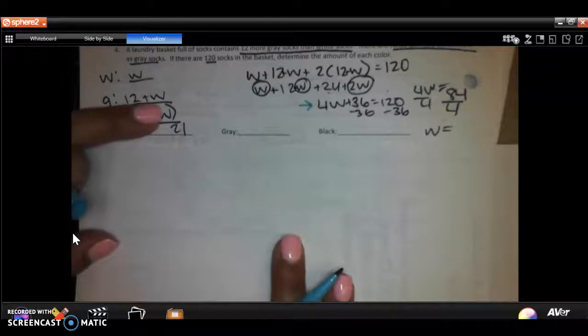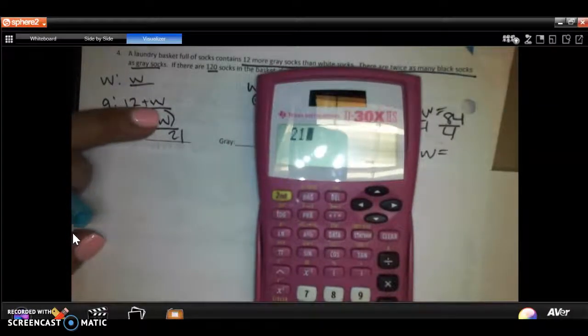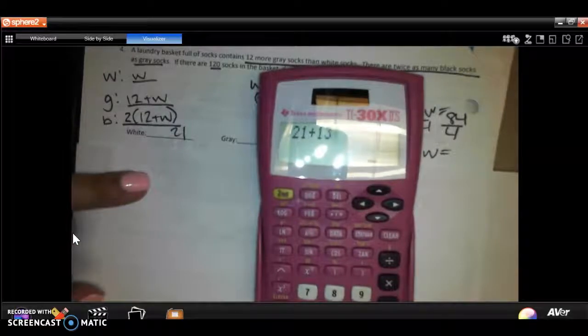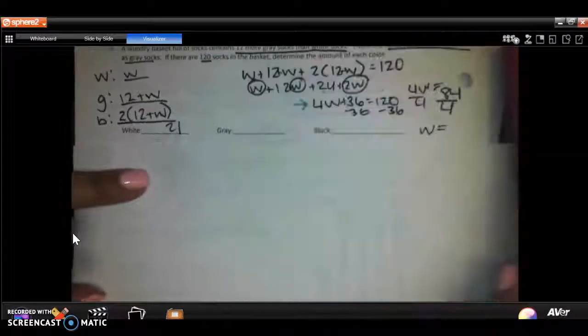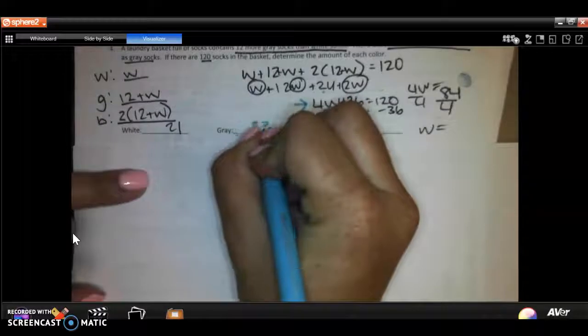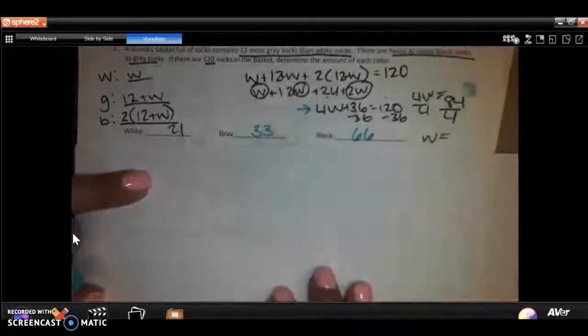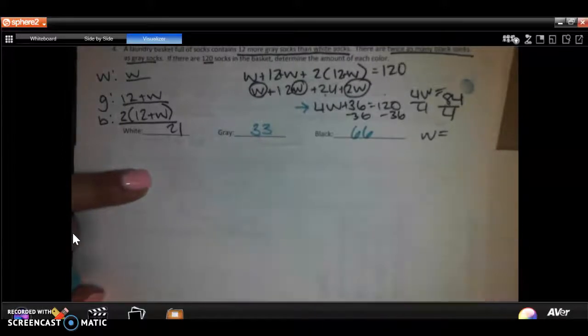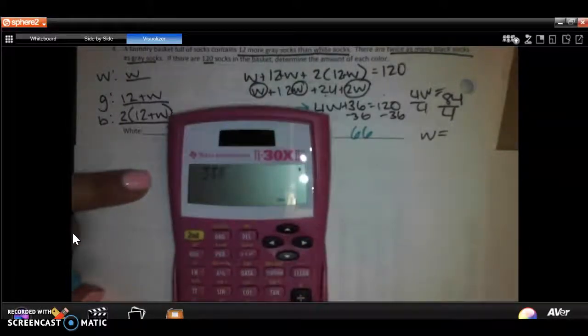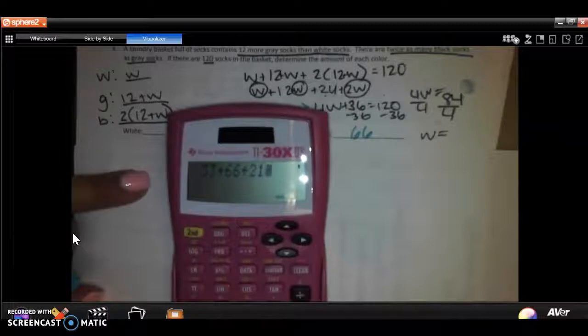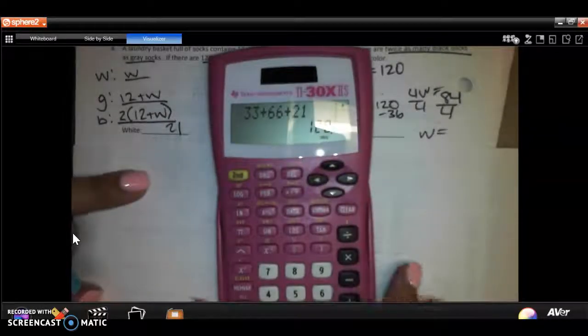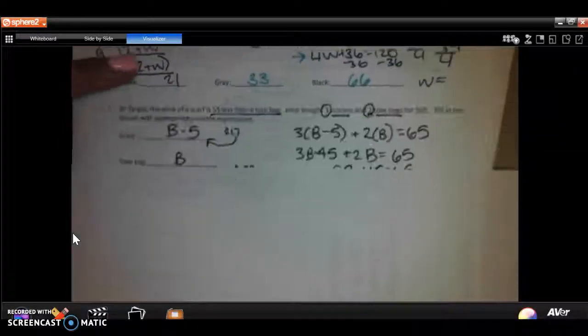Gray is going to be 12 more than 21. So when you're on a test, 21 plus 12 gives you 33. You have 33 gray, and twice that amount gives you black. Check your work. 33 plus 66 plus 21 should give you 120. Did it? Yes. All right, next one.